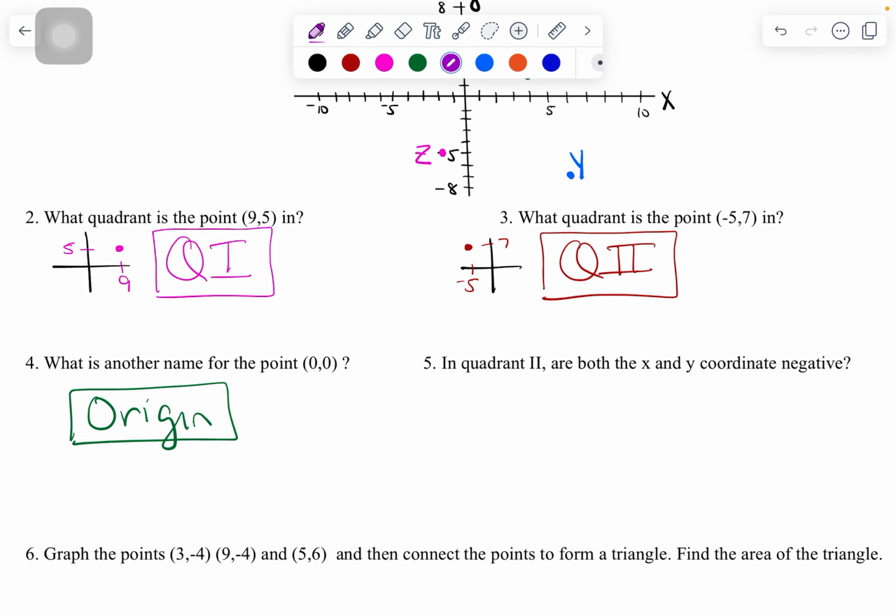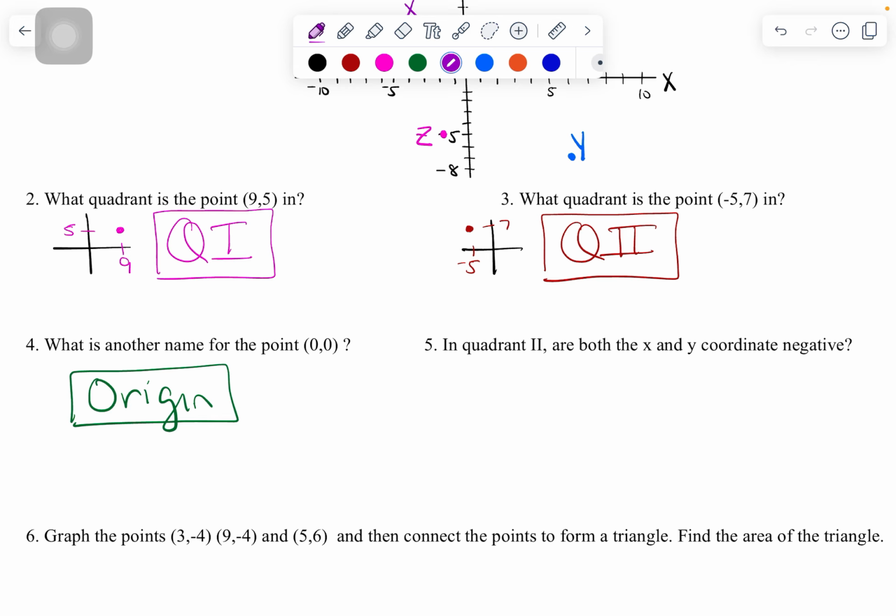All right, and question number 5. In quadrant 2, are both the x and y coordinate negative? Well, we just talked about this being a value. There's quadrant 2 right here. And in quadrant 2, we said, well, no, x is negative, y is positive. So are both the x and y coordinates negative? Nope. You can just simply say, no, they're not. Okay, there's nothing else to answer there.